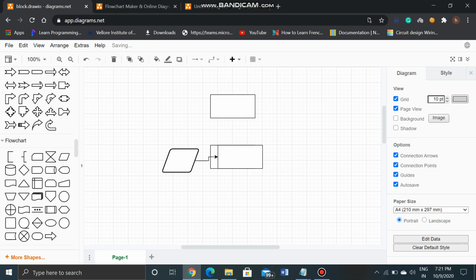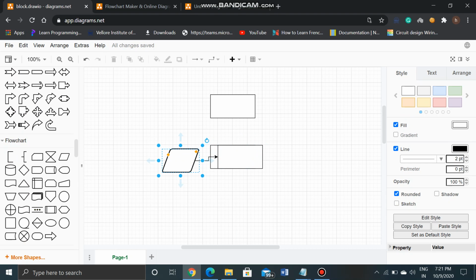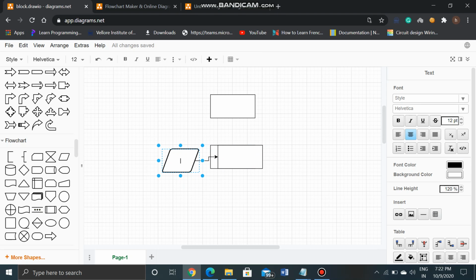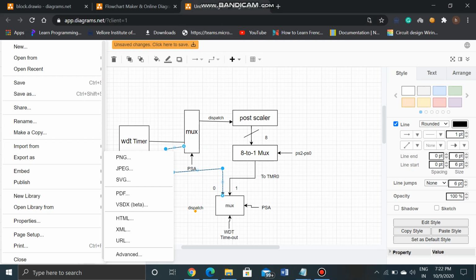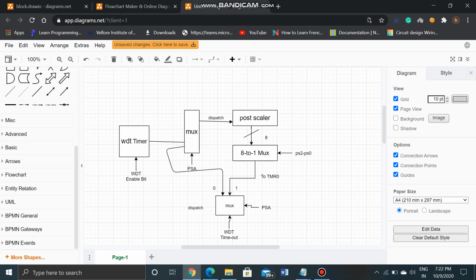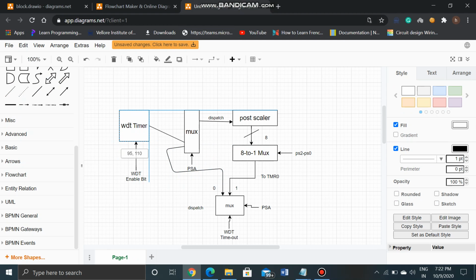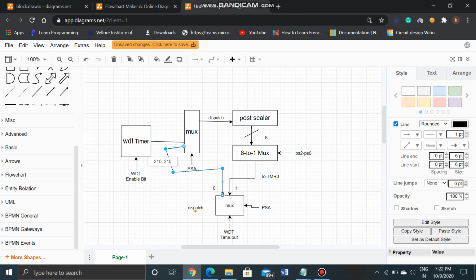It is very user friendly, so you can draw the flowcharts whatever is required for you. I'll be explaining Timer 1. This is the Timer 1 block diagram. Coming to this block diagram, you can adjust these blocks as you wish. You can adjust these lines and connect from one block to another.